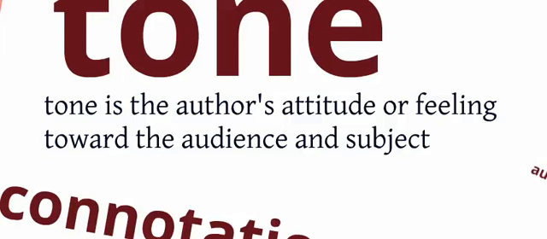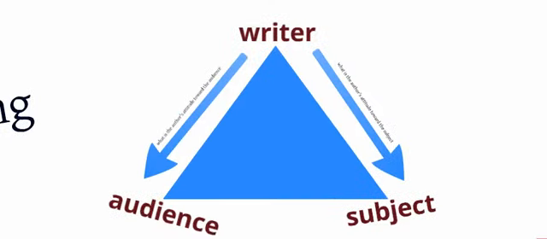Remember the rhetorical triangle. This is an important thing to remember whenever you write or read something that's been written. There's always a connection between these three things, right? The writer is always connected to the audience. The writer is always connected to the subject. The audience is always connected to the subject, always connected to the writer.